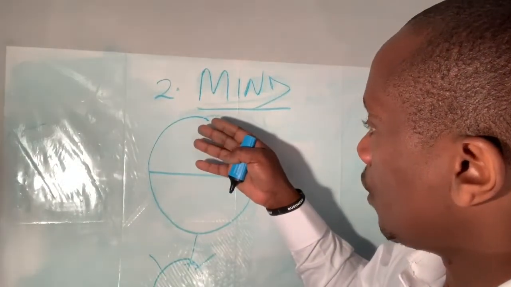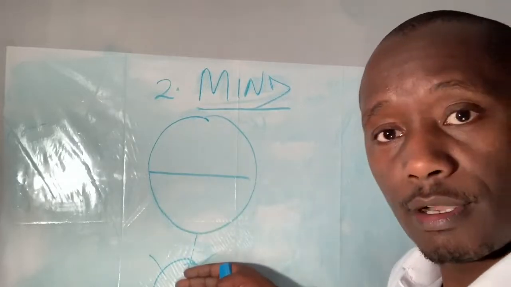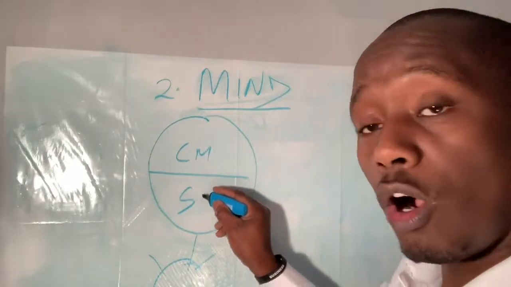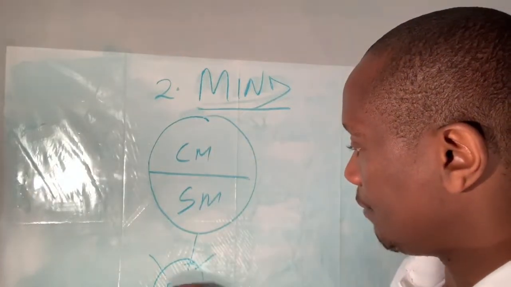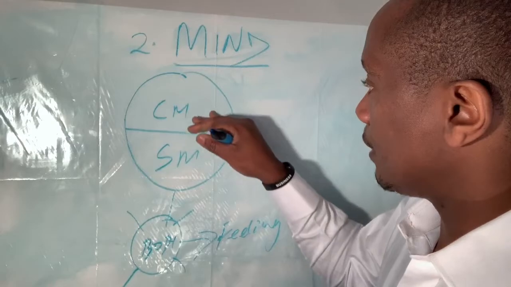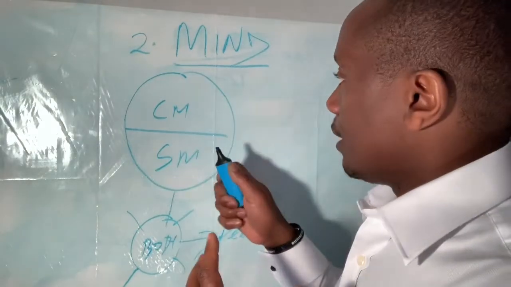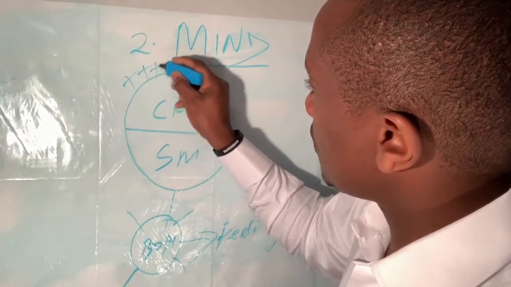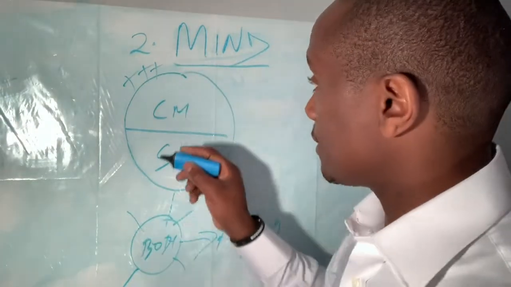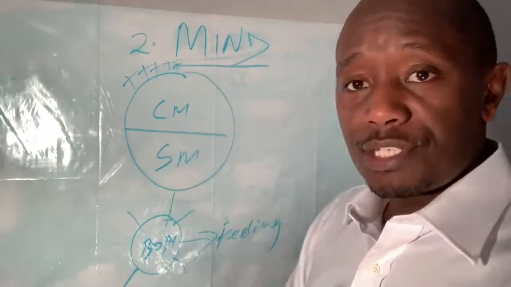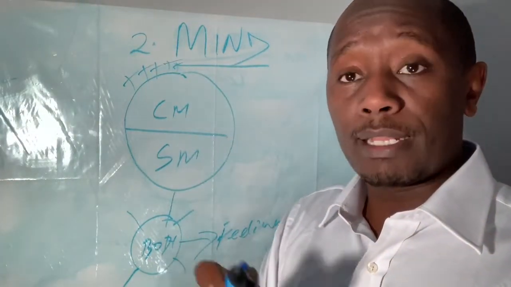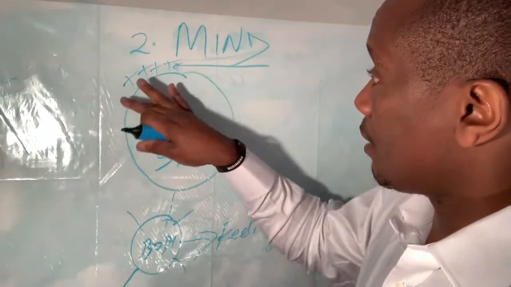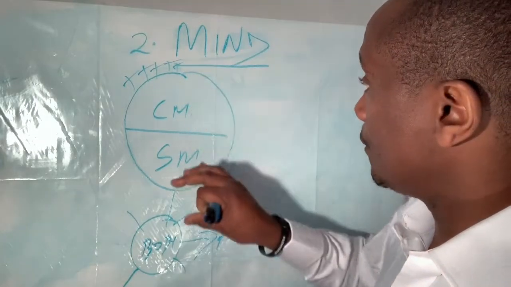So here we have 3 sections of the mind. We have the conscious mind, we have the subconscious or the conditioned mind, and then we have the body mind. Let's start off with the conscious mind. The conscious mind is what we would call the gatekeeper. This is through which it receives information through the 5 senses: touch, taste, smell, sight, and hearing. The 5 senses. Those are through which the conscious mind receives information.